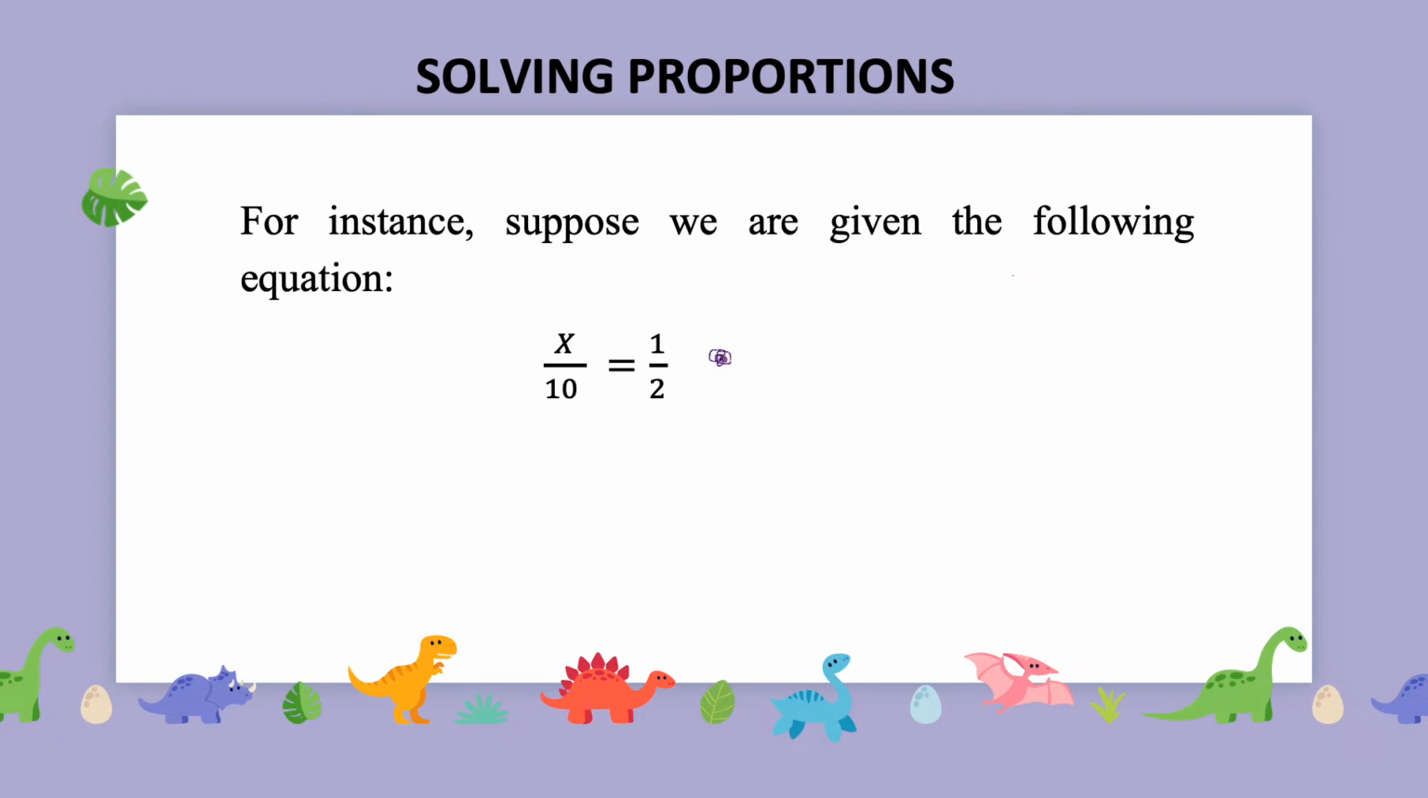For instance, suppose we're given the following equation. We already know by just looking at this equation and comparing the two fractions that x must be equal to 5. But let's suppose for the moment that we hadn't noticed this. We can solve the given equation by multiplying through on both sides by 10 to clear the denominators and to isolate x. And we can isolate x by cross-dividing. Verifying what we already know, we get a solution of x equal to 5.